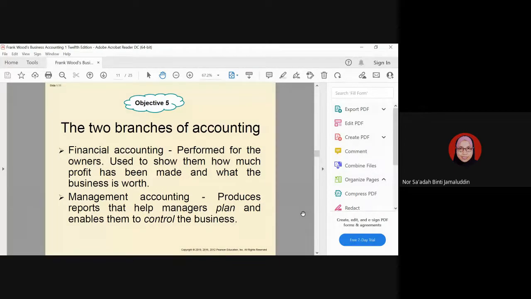Financial accounting is performed for the owners. It is used to show them how much profit has been made and what the business is worth. Management accounting, meanwhile, produces reports that help managers plan and enable them to control the business. In order to do management accounting, which is producing reports, the accountant who prepares the report must refer to the financial accounting prepared before. Before producing the reports on planning and control of the business, the reports must be referred to the financial statement.